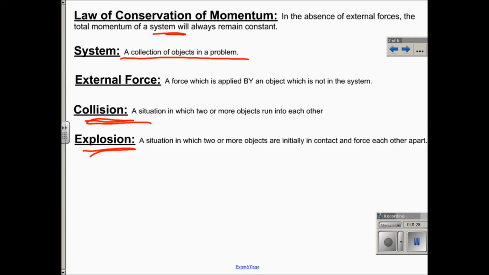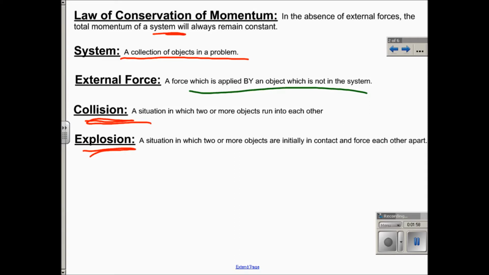Now, an external force is a force that's applied by an object that's not in the system. So usually when you're talking about conservation of momentum, you would define your system to be all of the objects that are applying forces on each other. So you've got this collection of objects that are either running into each other or pushing off of each other or whatever.